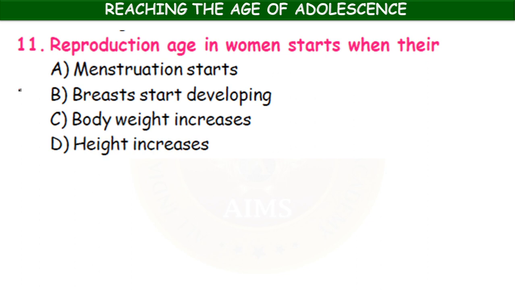So reproductive age in women starts when their menstruation starts, the breast starts developing, the body weight increases or height increases. So the reproductive maturity will start at the start of menstruation.